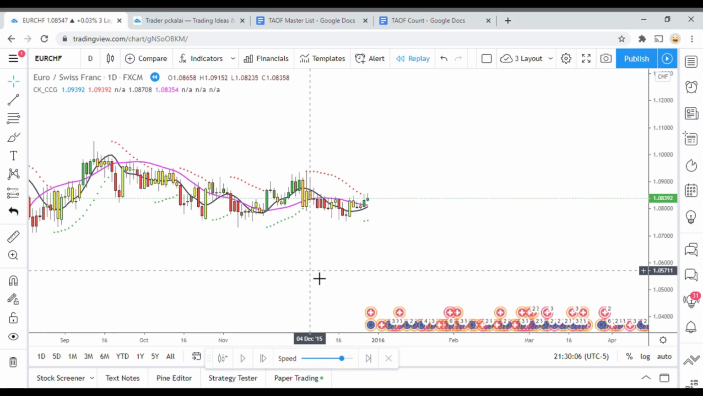All right, as I said, today we will be testing the candle color generator indicator.